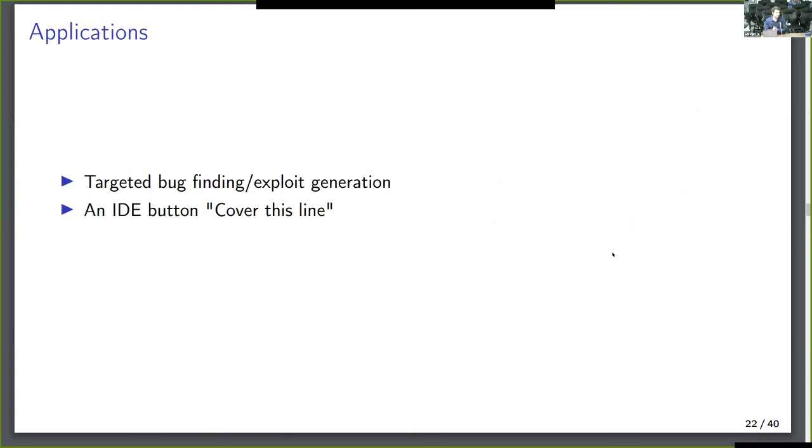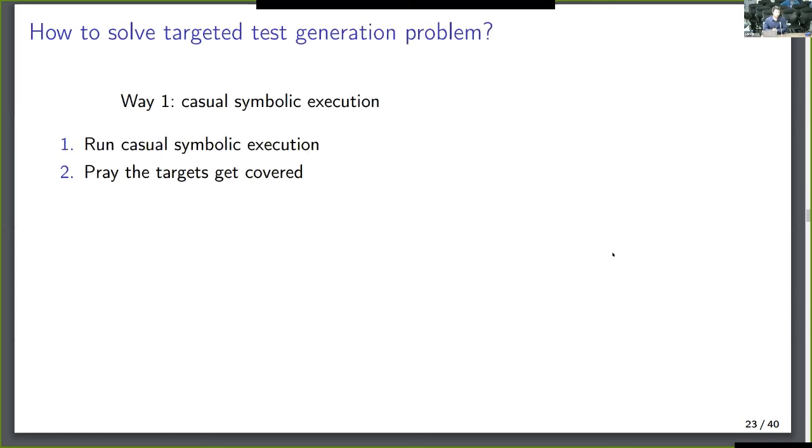Another prospect is an integrated development environment button, cover these lines. We can just right-click some line and ask the test generator to generate a unit test that leads us specifically to this line. Or maybe we could even speed up the regular test generation by focusing on the uncovered blocks and trying to quickly find paths that lead to them. So if we interleave this targeted generation and regular generation mode, maybe we could obtain some profit from this targeted test generation engine. So how to solve this targeted test generation problem?